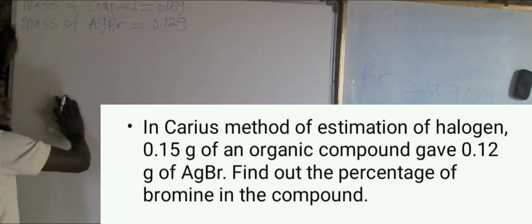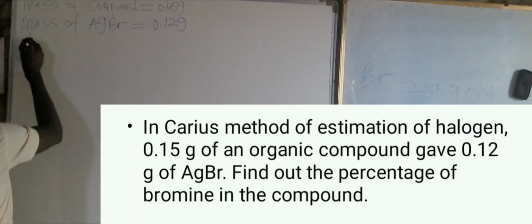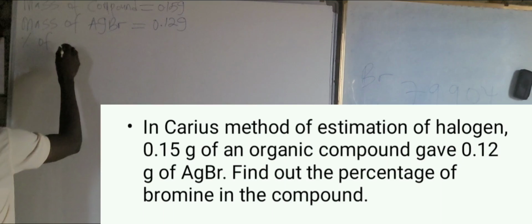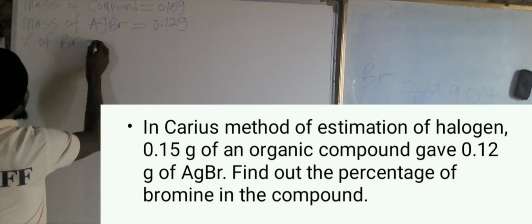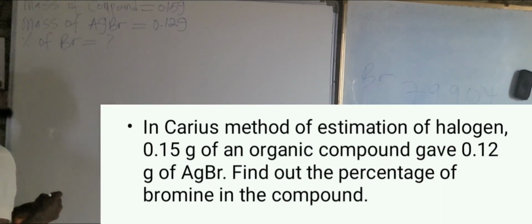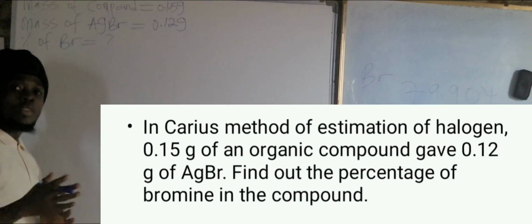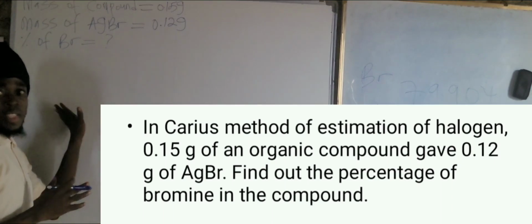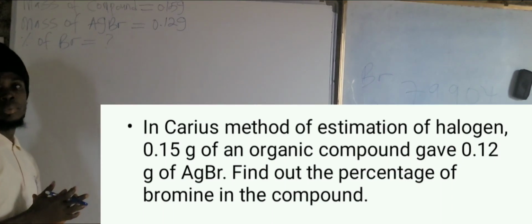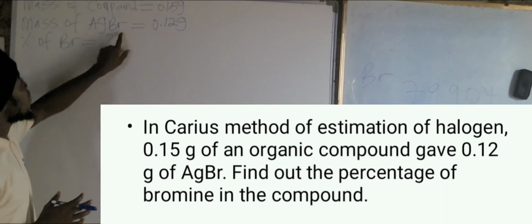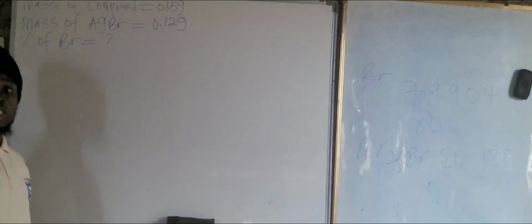You say finally percentage of bromine in the compound. Now, percentage of bromine is our question, right? But this is from Carius method, is that so, sir? Yes, sir. Now, when you have this from Carius method, the first thing you must do is collect the data, right? Next step. Now, look at this. We must have the mass of our area of concentration.